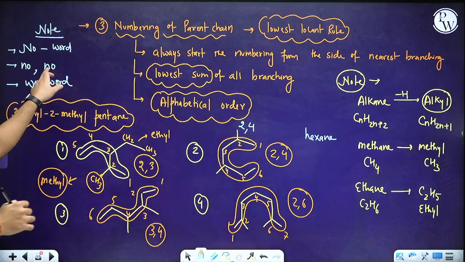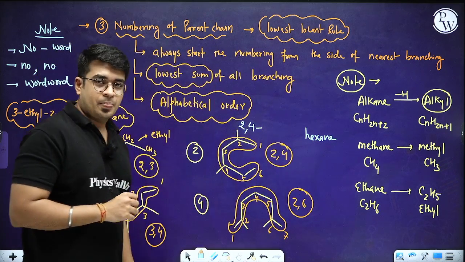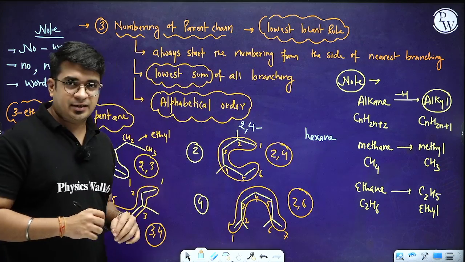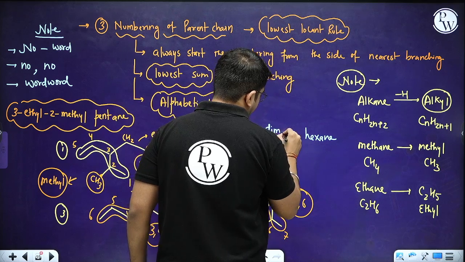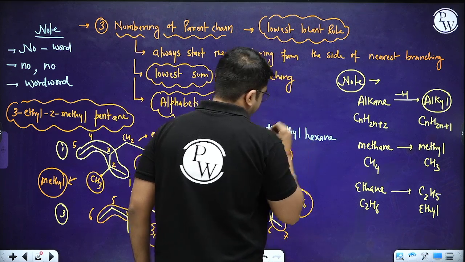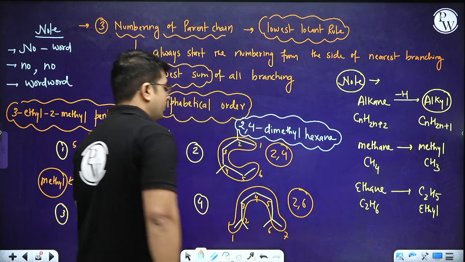So number and number separated by comma. Then number and word is basically by hyphen. In this case, two methyls are there. So dimethyl. So it's going to be 2,4-dimethylhexane. So that is the actual name of this organic compound.